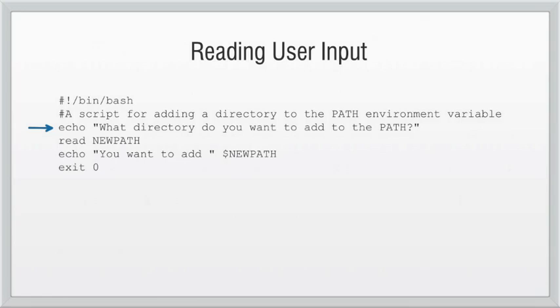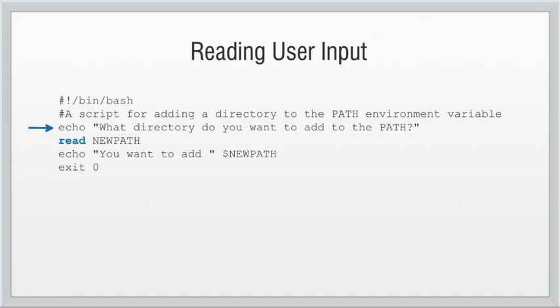The read command is used to pause the script and then present a prompt on the screen and then read in the information that the user enters into a variable that we define. So in this script, the user is prompted for the name of a directory that he or she wants to add to the path environment variable, and then the read command right here provides the user with a prompt to enter in a directory name.